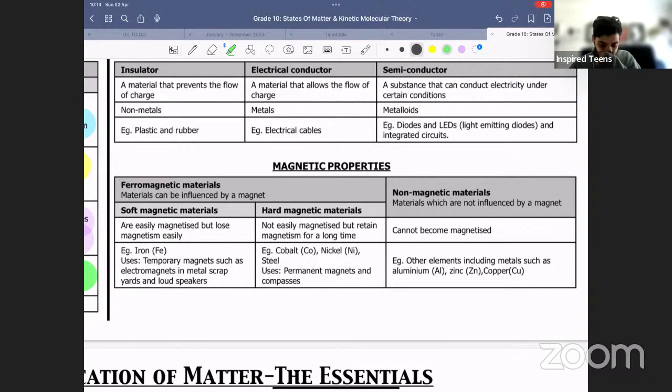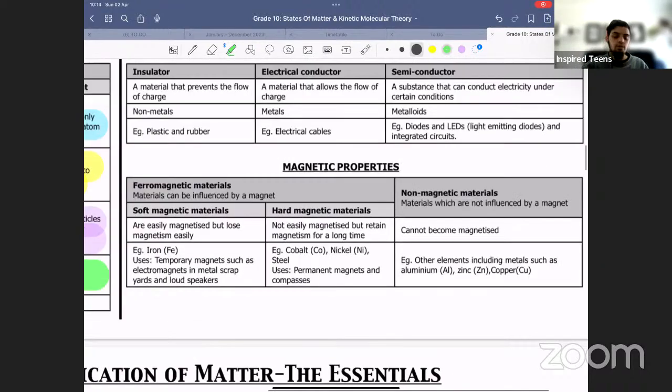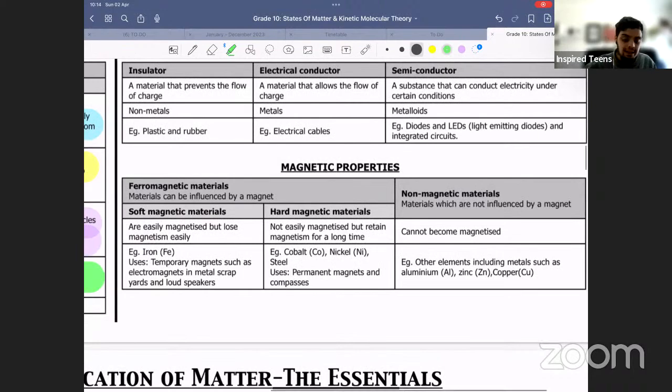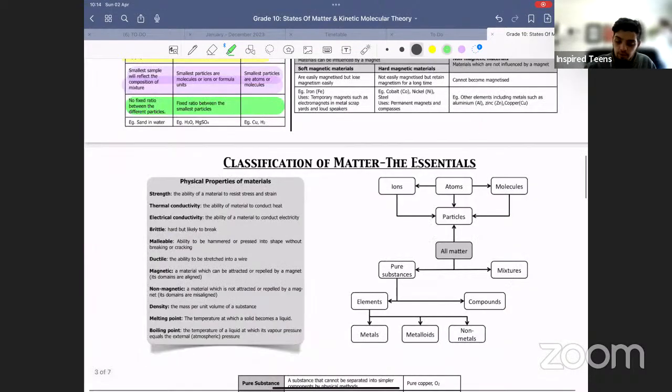Let's talk about non-magnetic materials. Materials which are not influenced by a magnet and they cannot become magnetized. Other elements including metals such as aluminium, zinc, and copper. These are materials which are not influenced by a magnet. Okay, so again, some important magnetic properties for you guys to know.